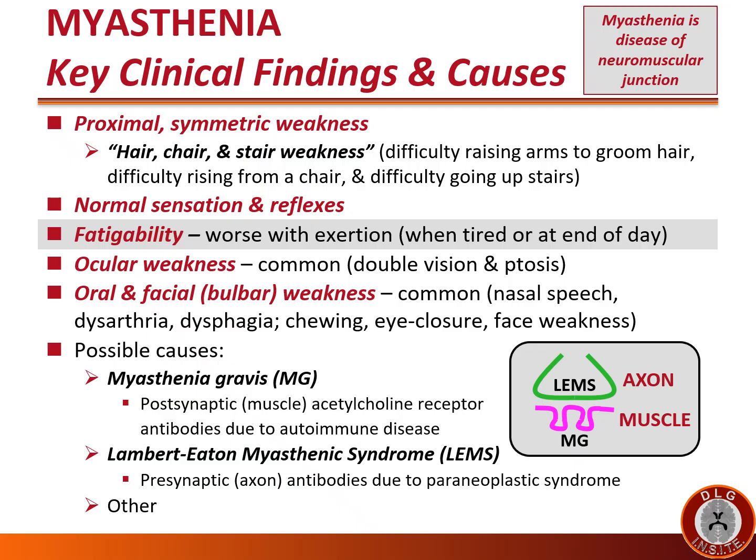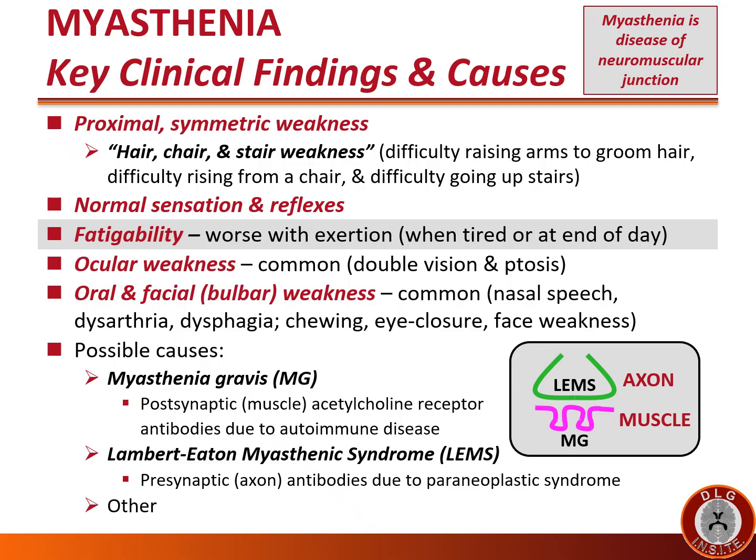Ocular weakness is common in myasthenia. So patients can get double vision and ptosis, especially when they're tired or at the end of the day. And they can have oral and facial, known as bulbar weakness, with a nasal speech. It affects the muscles in the sinuses there, and language is affected. They have nasal speech.